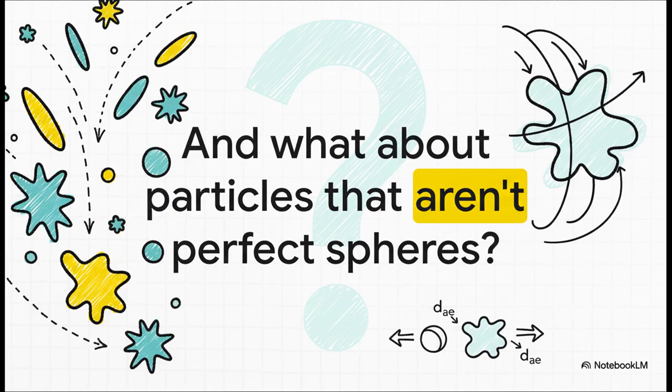All right, on to challenge number 2, shape. You know, a perfect sphere is a nice idea in a textbook, but it's not reality. In the real world, we're dealing with jagged pieces of dust, long chain-like fibers, clumpy messes, you name it.